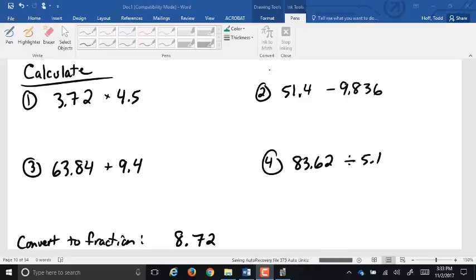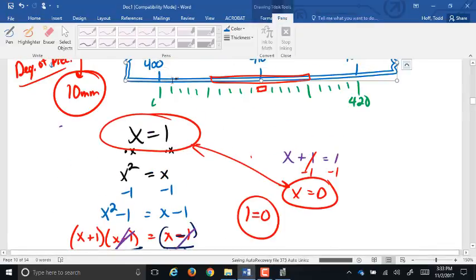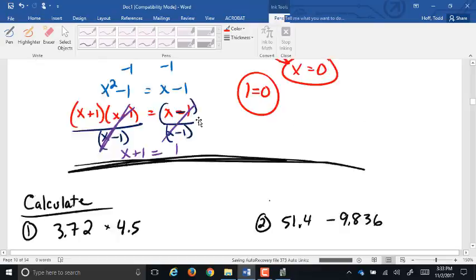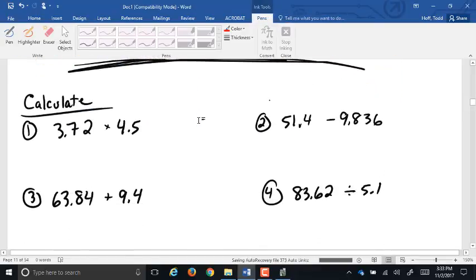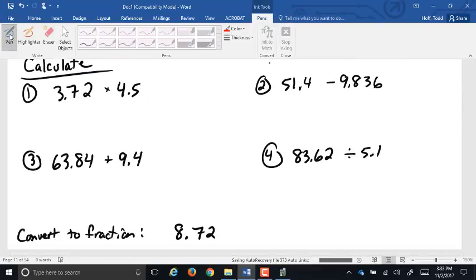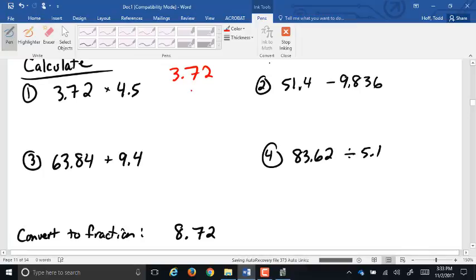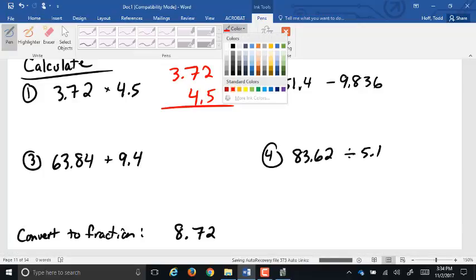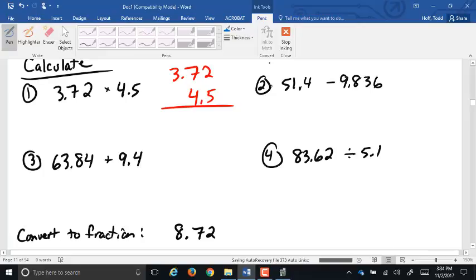Okay, so the first one here we are multiplying. I'm going to do the 3.72 on top and 4.5 on bottom. We do not have to line up the decimal points because when we multiply and divide, we don't have to have the same name. When I multiply, I generally put the number with the most digits on top.